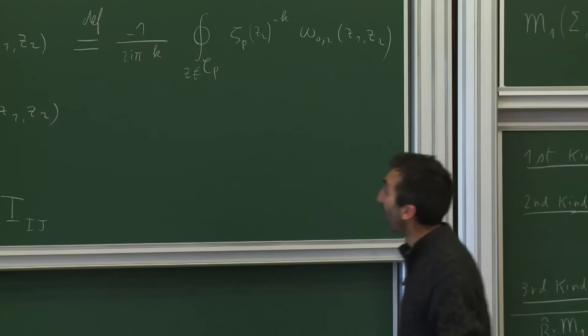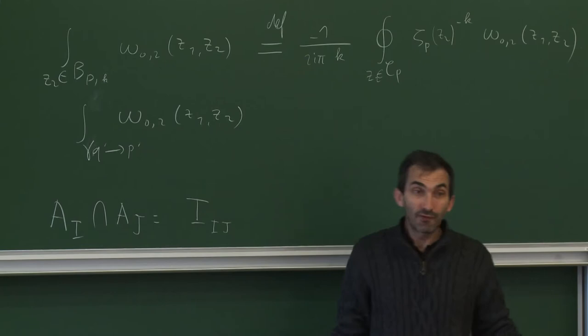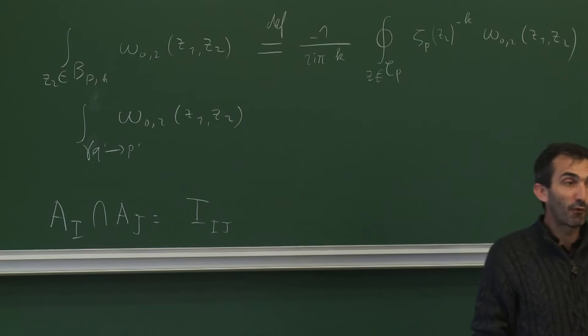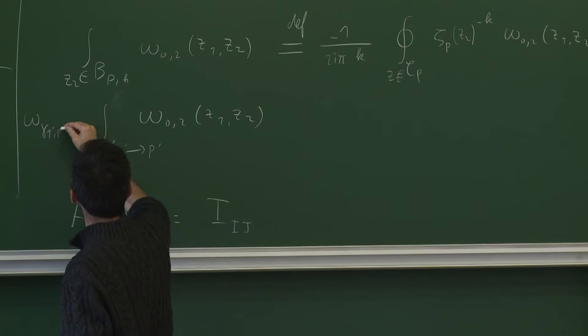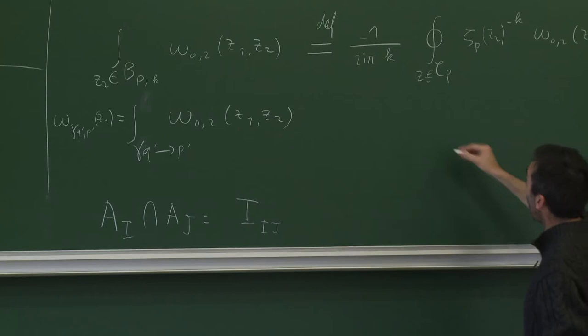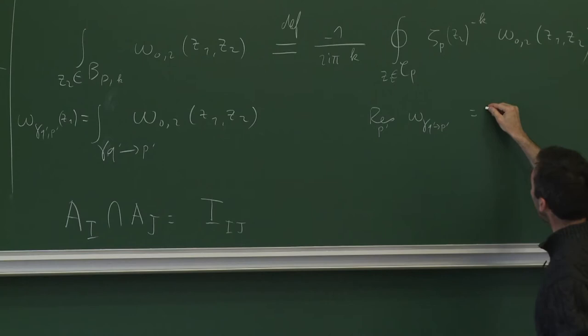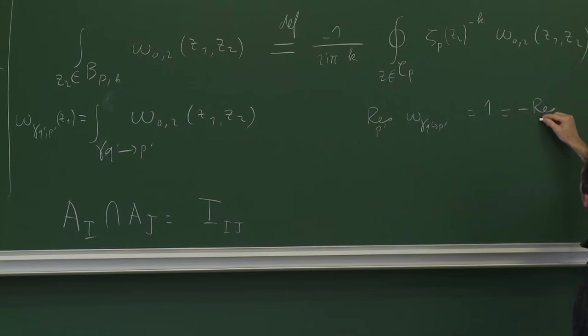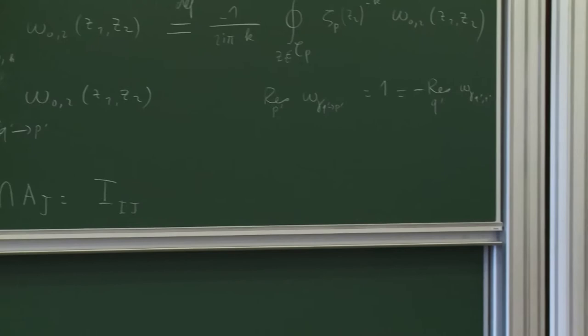So if you integrate that, you will get a one form in the variable z1. Since omega 0 2 has a double pole, the integral will have a simple pole at p prime and a simple pole at q prime. So it will be a one form with two simple poles, one at p prime, one at q prime, and let's call it omega gamma q prime p prime of z1. This one form has residue plus 1 at p prime and residue minus 1 at q prime. It's the usual basis of third kind differentials, and it's the dual of just a chain.